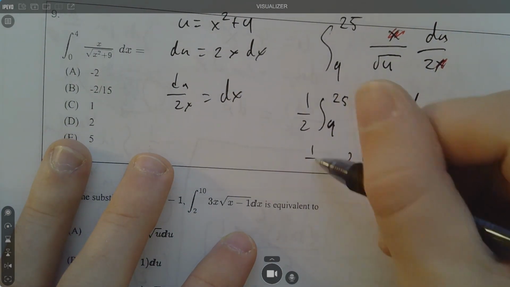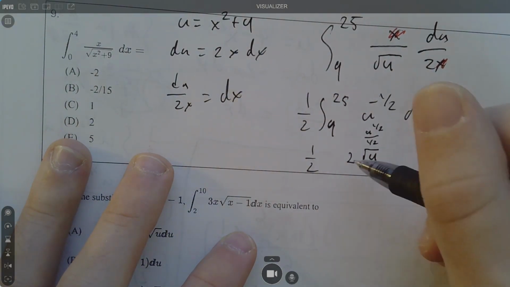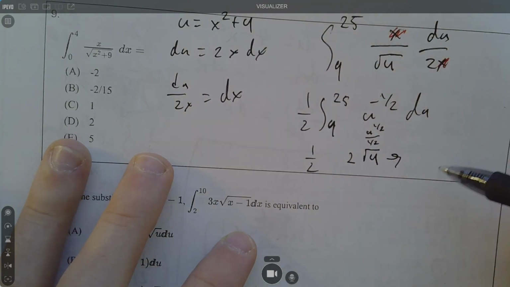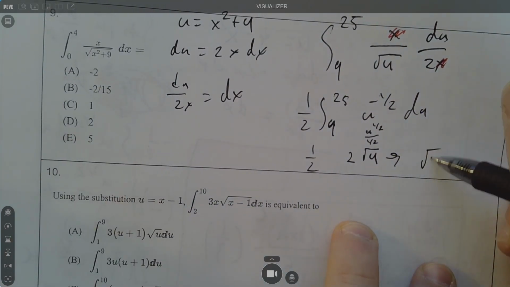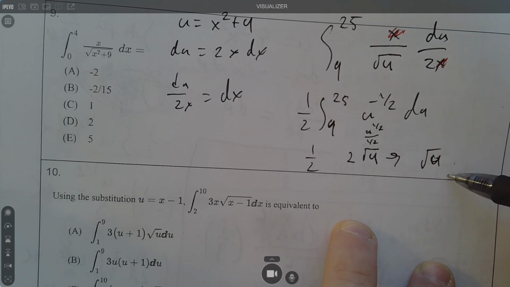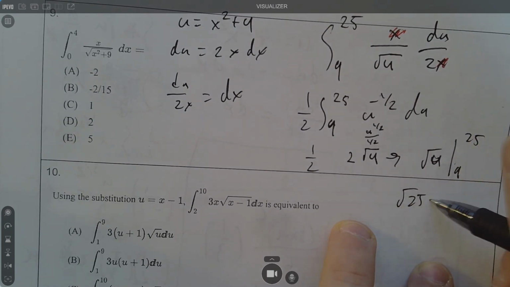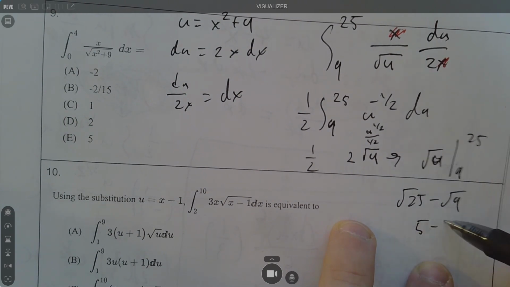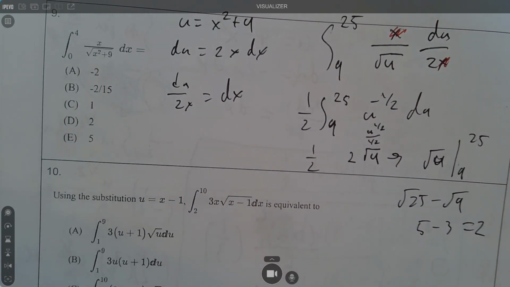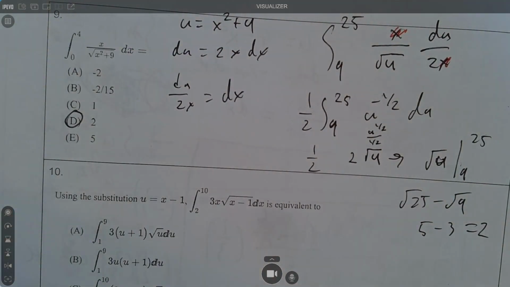1/2 out front, which is just a 1. So it's actually just going to be root u from 9 to 25. So it's going to be root 25 minus root 9, which is 5 minus 3, which is 2. Okay.